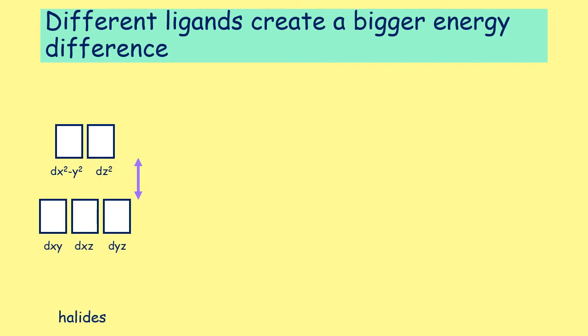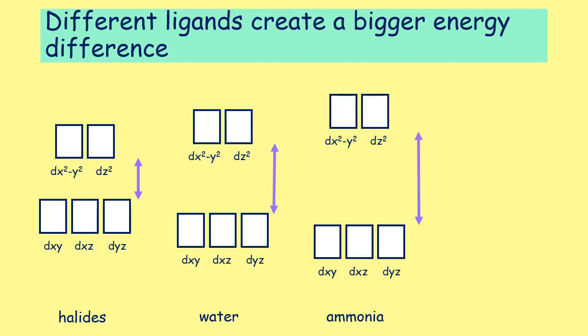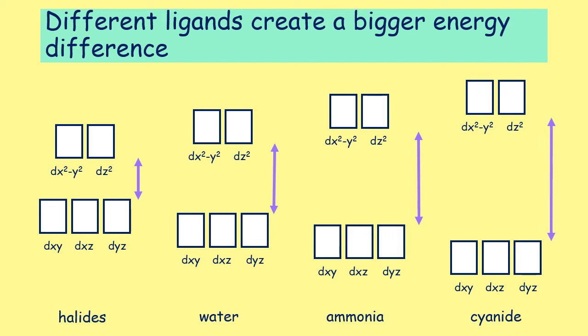So for example, halides, so that's chloride, fluoride, bromide, iodide, they actually don't cause as big a gap. However, as we change the ligands, we go to water, the gap between the 2 at the top and the 3 at the bottom gets bigger. Ammonia, even bigger, and then something like cyanide has a really, really high gap between them. And this affects some of the properties that we see within transition metals.